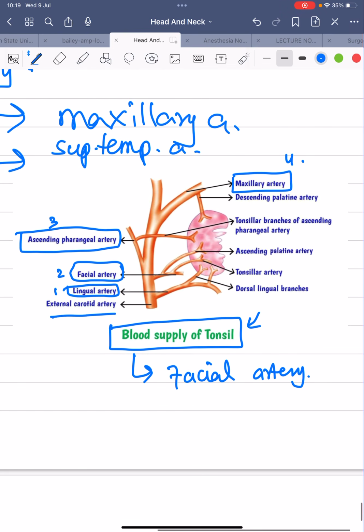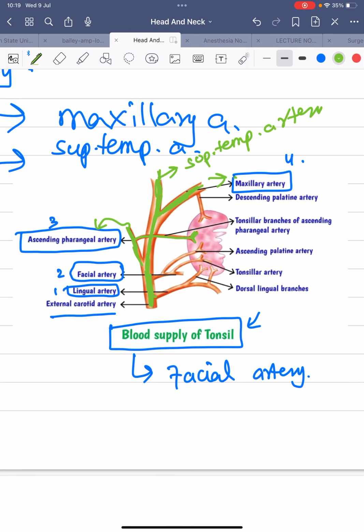So see here, this is your external carotid artery going upward. Now these two are your terminal branches. This is your superficial temporal artery, and this one here is your maxillary artery. Now this is the medial branch. What is the name of the medial branch? Ascending pharyngeal artery. Now it is giving the tonsillar branches of the ascending pharyngeal artery to the tonsils.